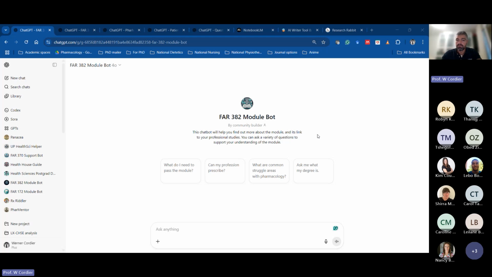For contextualization, the module being presented here, FAR 382, is quite broad. It's presented to physiotherapists, to nurses, and to students from the BSc degree programs. So there's a multitude of people in here. We've got those in the basic sciences and those within professional degrees. So it does become quite complex.